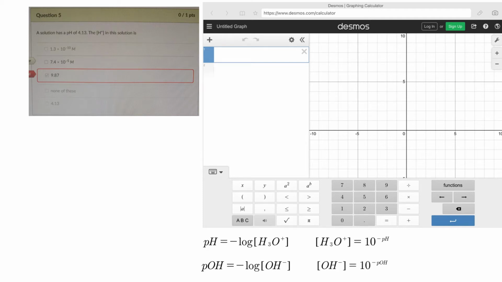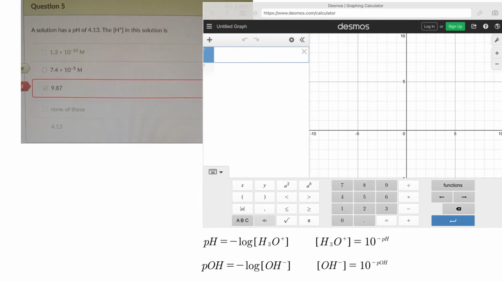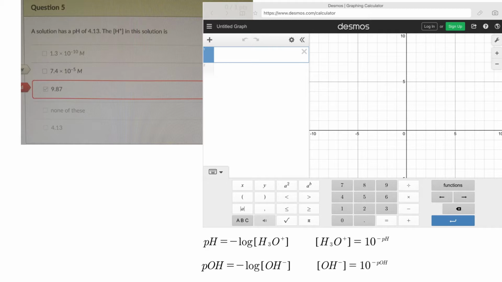All right, here's some questions that deal with pH and pOH. The question here says, a solution has a pH of 4.13. What's the hydrogen ion? And hydrogen ion would be the same as hydronium ion. We sort of say that those are the same in the solution. So they tell me a pH and they're looking for the hydronium ion concentration. It looks like this is my formula that I'm going to use right there. I have pH and I'm going to solve for hydronium.